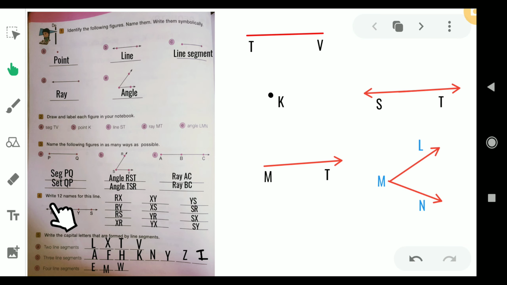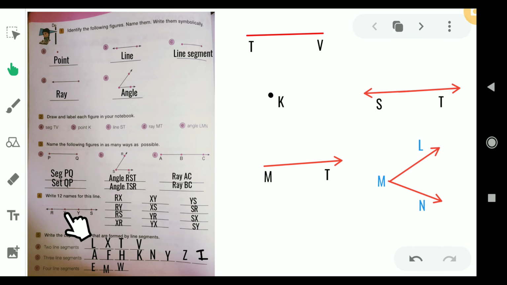Let's move on to the next question, that is, write 12 names for this line. So we got one line here, and on this line we got 4 points. By using these 4 points, we have to name this line in 12 different ways, right? First, let's see how I name. First it is RX, next RY, RS. Write them: RX, RY, RS.